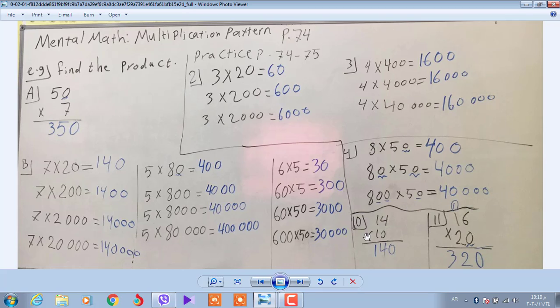Question 10, we have 14 multiplied by 10. If we remove the 0, 1 multiplied by 14 equals 14, and write down the 0 in the answer, equals 140. And question 11, we have 16 multiplied by 20. 2 multiplied by 6 equals 12. Write 2, carry 1 up. 2 multiplied by 1 equals 2. Plus 1 equals 3. Because we have 0 in the answer, write down 1 zero in the answer. So 16 multiplied by 20 equals 320.